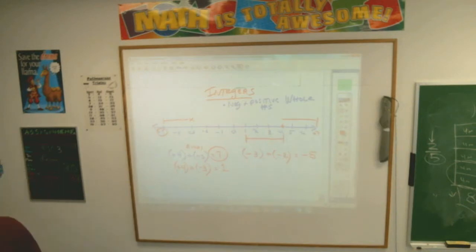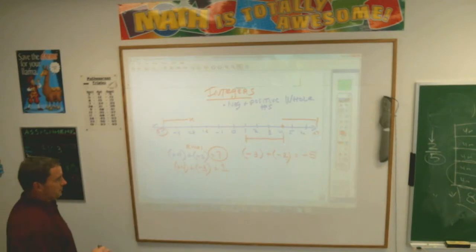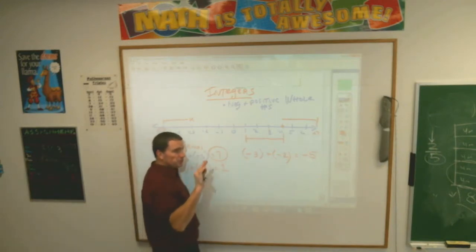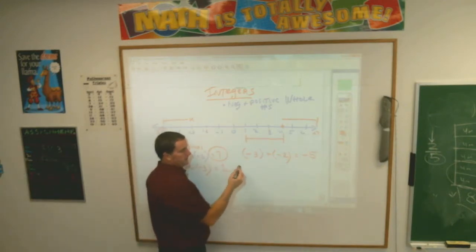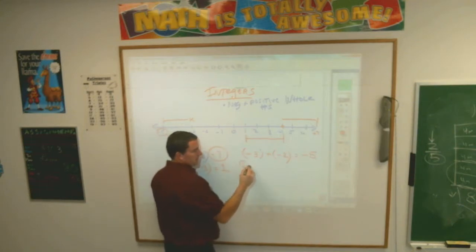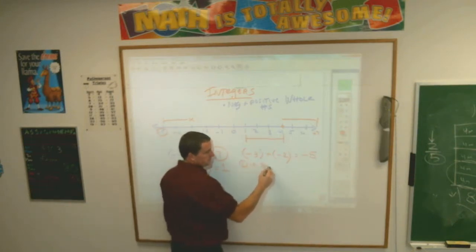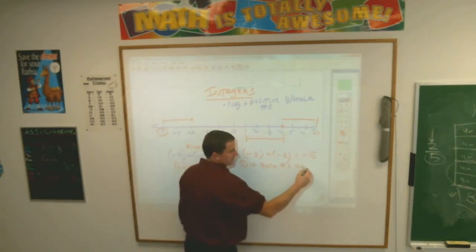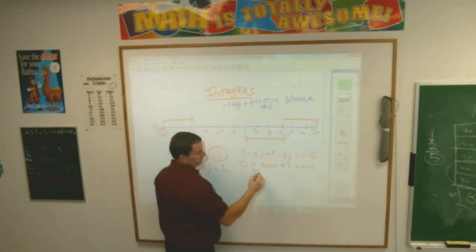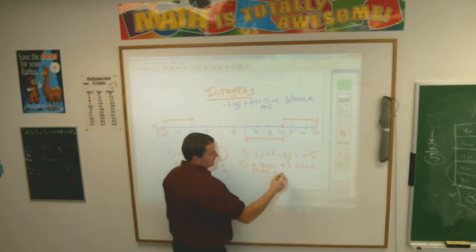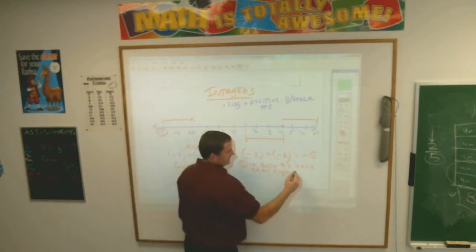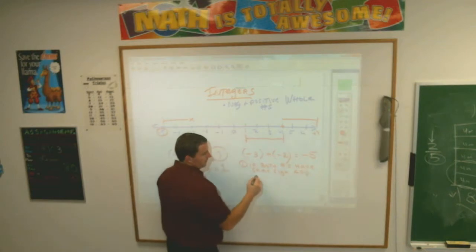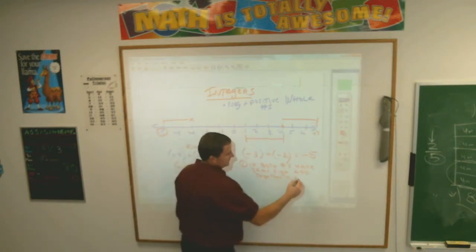The book kind of throws down, well, no, it doesn't. I suppose there are some rules that you can maybe look at here. Write this down. If both numbers have the same sign, you are always going to add them together and keep that sign.